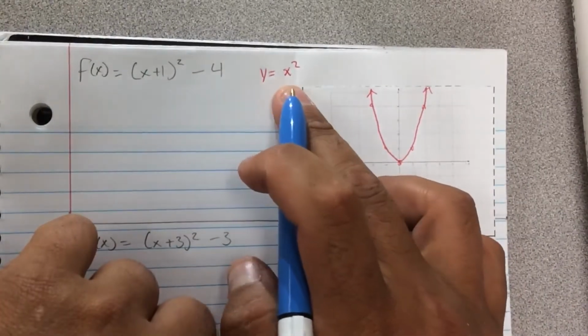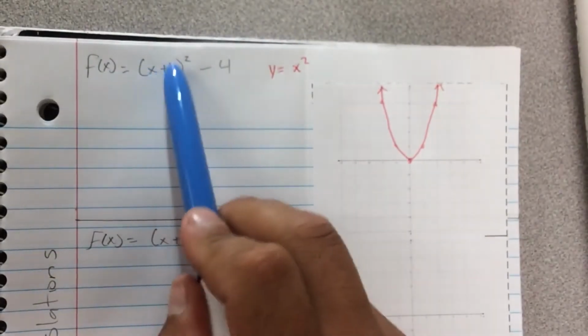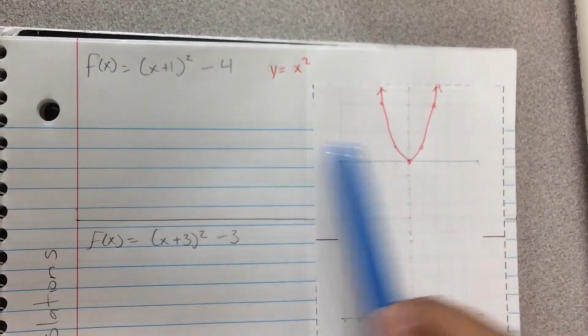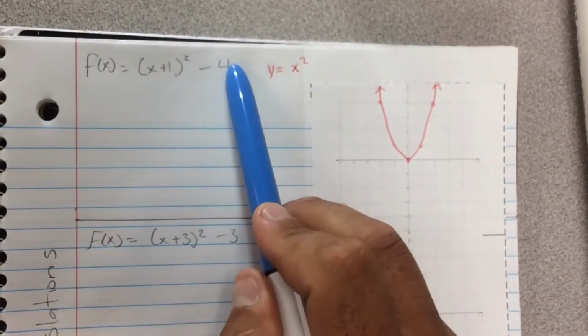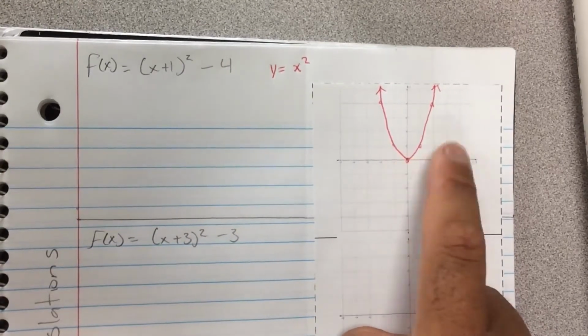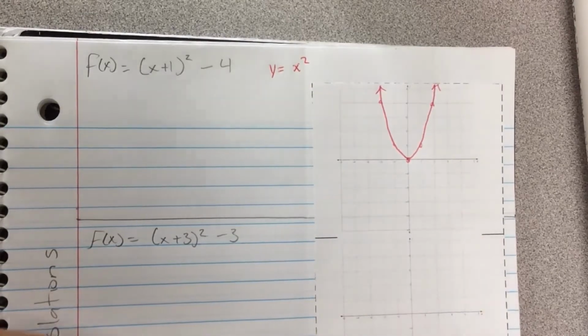All right, so that's our parent function, y is equal to x squared. But now we're going to do two translations here. Our first translation is going to come from here, and it's going to shift this graph left or right. Our second translation is going to come from here, and this is going to shift our function, not from the original point, but from the function we already shifted, either up or down. So let's go ahead and go to the first one.